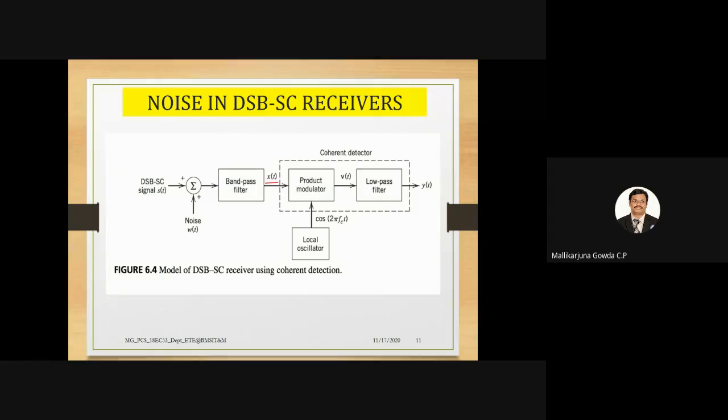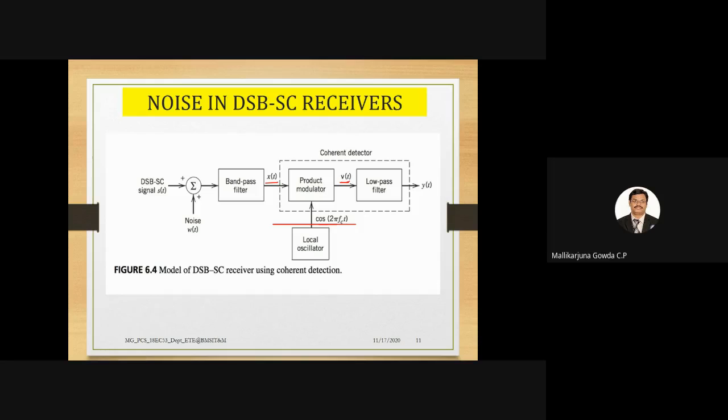So X of t will have the sum of the modulated signal and the noise. That noise we call the filtered noise, N of t. So x(t) = s(t) + n(t), where s(t) is the modulated signal and n(t) is the narrowband noise. That is given as input to the product modulator. Another input to the product modulator is the local oscillator. Here I am considering the magnitude of the local oscillator carrier to be unity. So x(t) into cos(2 pi fc t) gives v(t), the output of the product modulator.